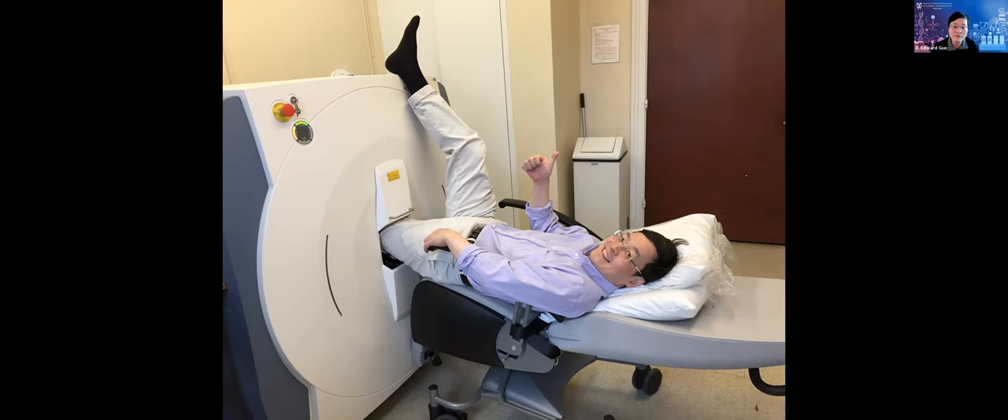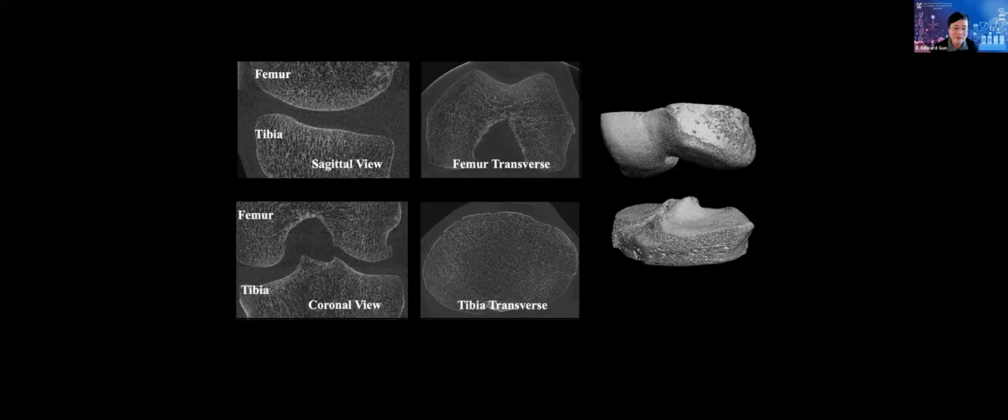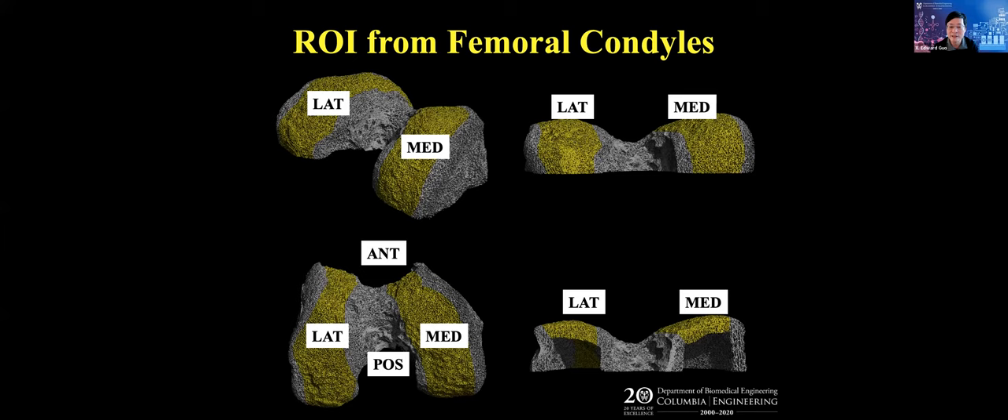So the new version of HR-pQCT, if you're not too tall, if you're not too heavy like me, you actually can stick your legs in there and scan your knee, right? So that one is my knee. You can scan the femur, you can see the tibia, and you can look at the really nice high resolution here, right? Therefore, you can identify the regions you want to study in the tibia as well as in the radius.